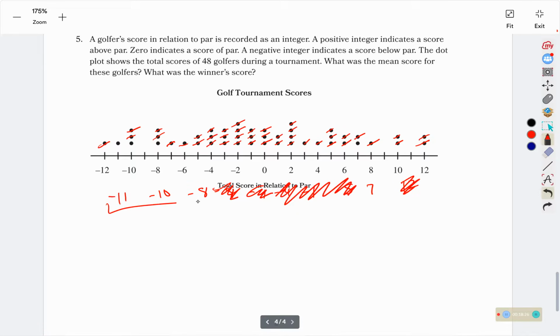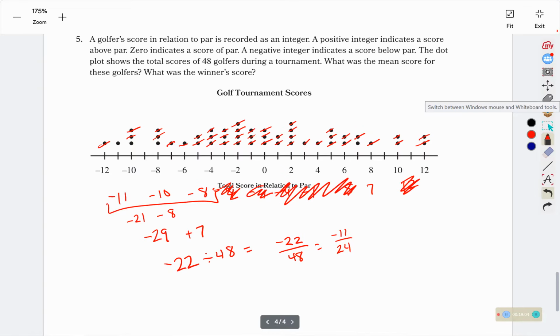Now I have 3 negatives to consider and 1 positive. I have negative 11 and negative 10, which would make negative 21. And a negative 8 make negative 29 plus 7, which puts me at negative 22. That was for all of the golfers. We need to divide by 48 to get the mean. We could divide both of those by 2. Negative 11 24ths. We could change it to a decimal.